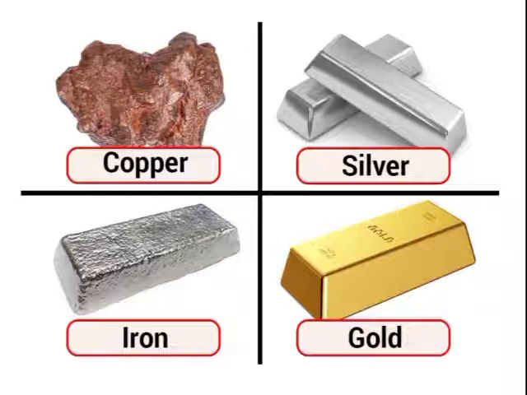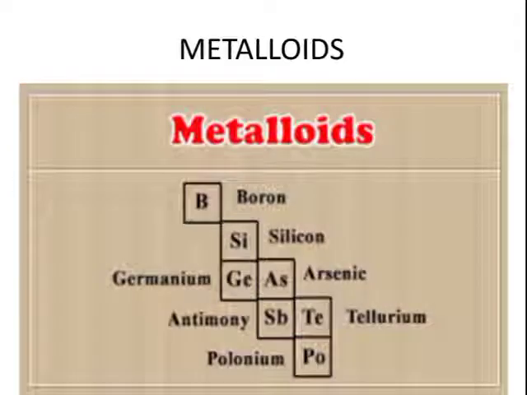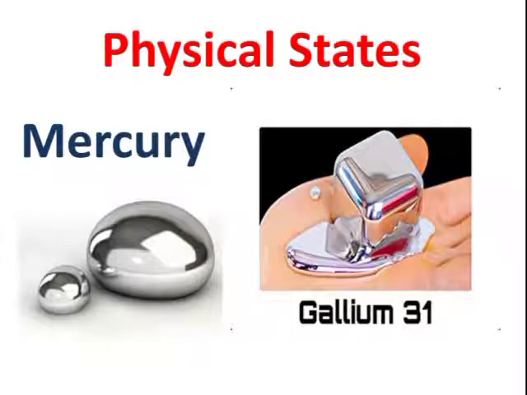Metals have luster. Luster means metal shines. Metals are hard. Wire or sheet can be made from metals. Metals are good conductors of heat and electricity. Metals lose their valence electrons to produce positively charged ions, that is, cations. Now let's see the physical properties of metals.